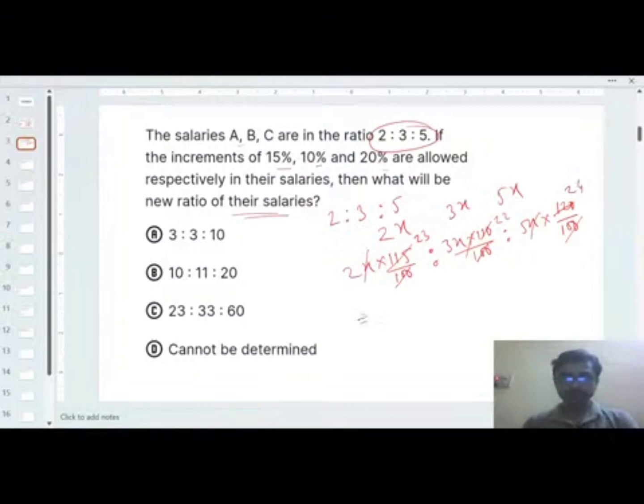So again you can divide all three terms by 2. So 23, then here you will get 11, here you will get 12. So the new ratio will be what? The new ratio will be 23 is to 33 is to 60, right? So that will be the answer. So here the option will be C.